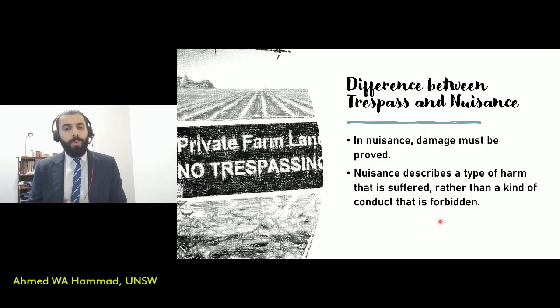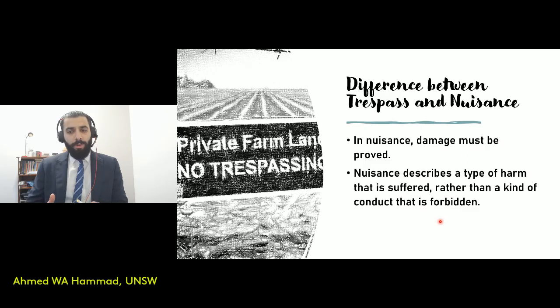What's the difference between trespass and nuisance? That's a very important question, and it's important to make sure we're able to distinguish between these two. Even though they're both part of tort law, they're different in the sense that in nuisance, you have to prove that there was a damage. So for you to sue in nuisance, you have to prove that a damage had taken place. Remember, in trespass, this was not the case.